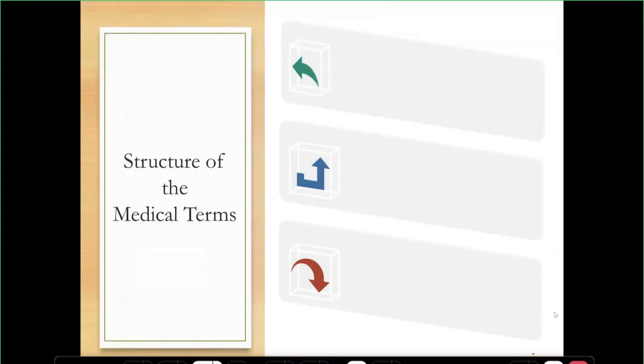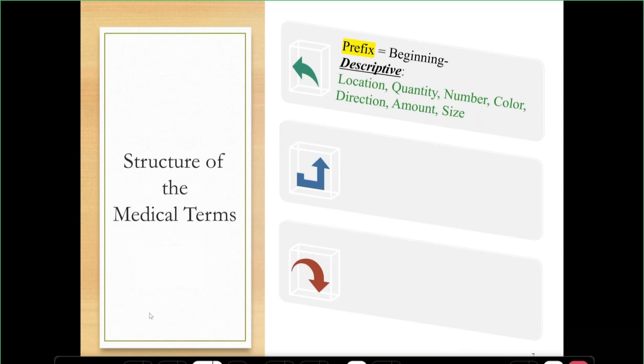Let's refresh our minds about the structure of the medical terms before we move forward with this chapter. Remember that the prefix goes at the beginning of the medical term. It is descriptive and lets us know about the location, quantity, number, color, direction, amount, or size pertaining to the root of the medical term.